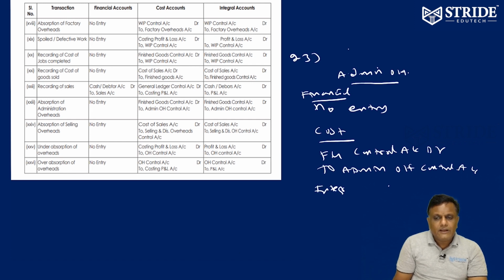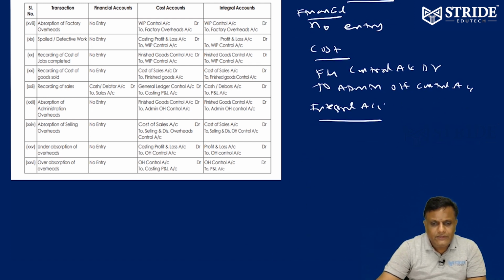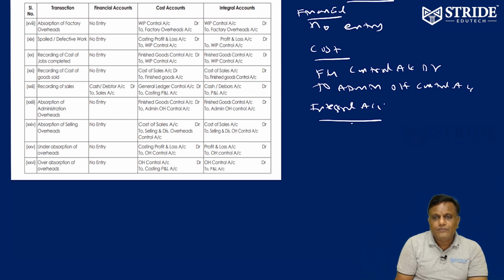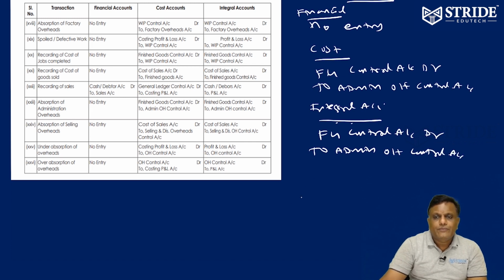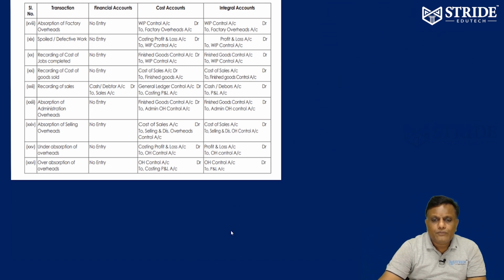Similarly, next, integral accounts. There is no financial transaction. Whatever be the cost, same transaction. Therefore, FG control account debit to admin overhead control account. Next, transaction number 23 is over. Now transaction number 24.